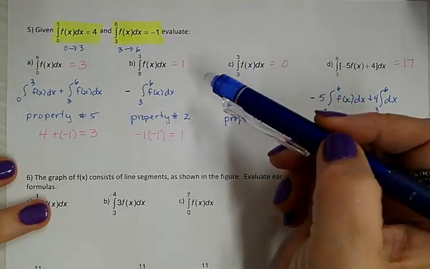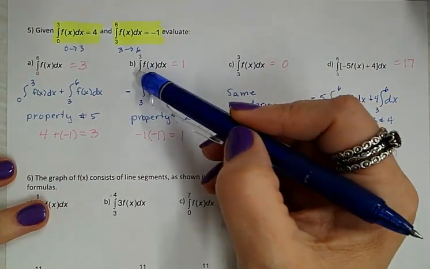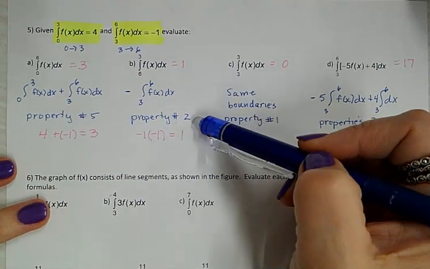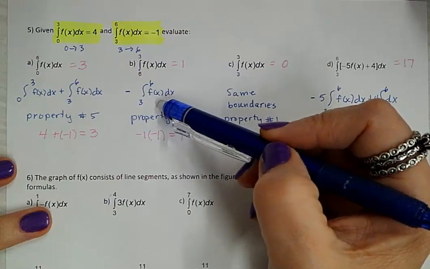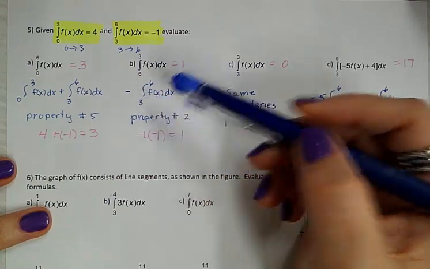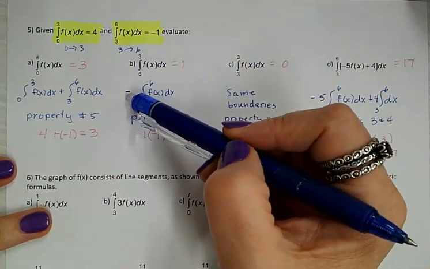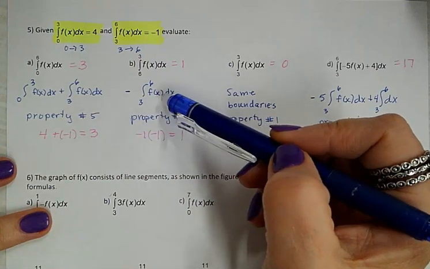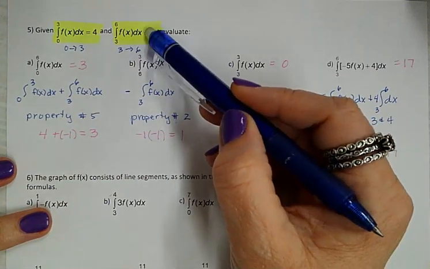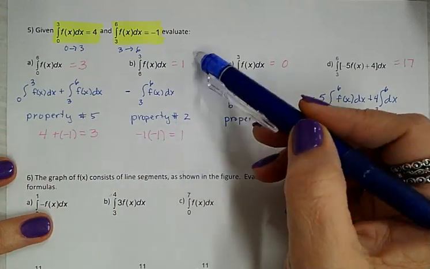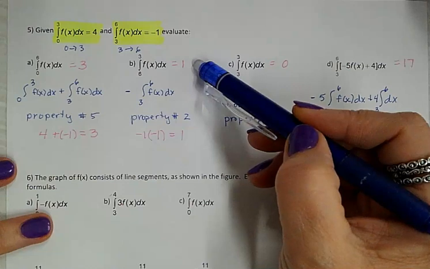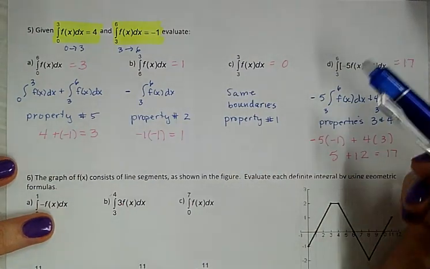On B, I'm using the rule that lets me switch the boundaries, so that's property number 2. So now I'm going from 3 to 6 of f of x dx because the boundaries flipped. And so then I have a -1 from the outside, and the fact that I'm using from 3 to 6 is this one, which is -1. So -1 times -1 is +1, or the area for this integral is 1.